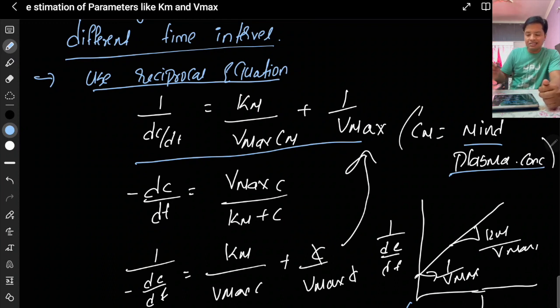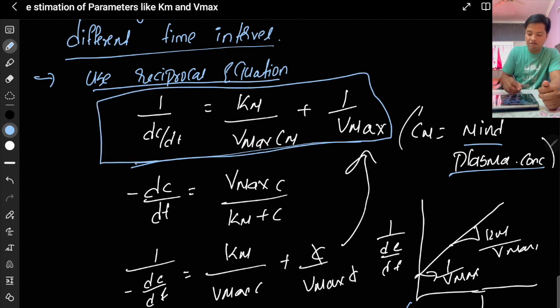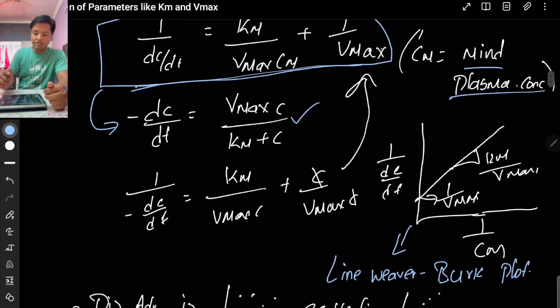What is that reciprocal equation? This is the reciprocal equation of the Michaelis-Menten equation. Now, how did we get that equation? See here. Step 1, this is the equation of Michaelis-Menten. If you reciprocate, just divide it as 1 by dC/dt.